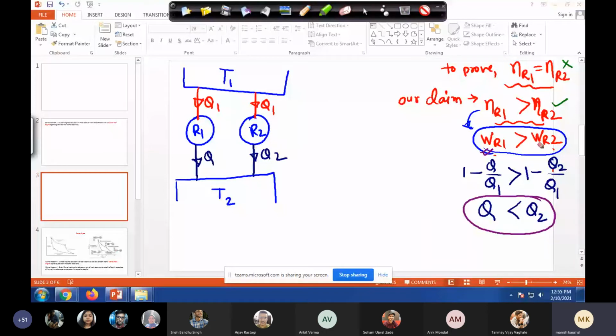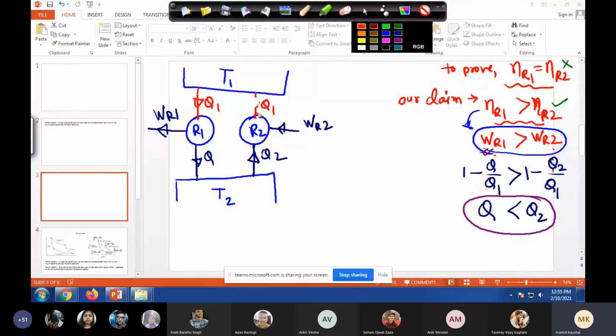So what will happen now? This is Q2, and then we need some work. Actually, we haven't written work. So when it was not flipped, this was giving us WR1 and this was giving us WR2. We have flipped it, so it needs WR2. And Q heat, this whole heat, is going up.